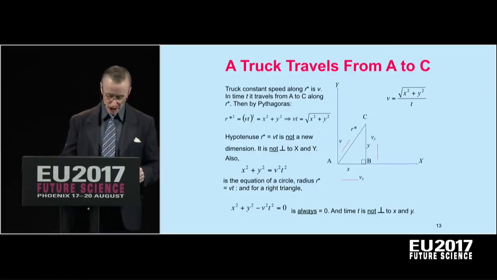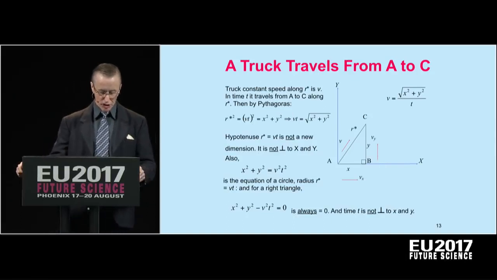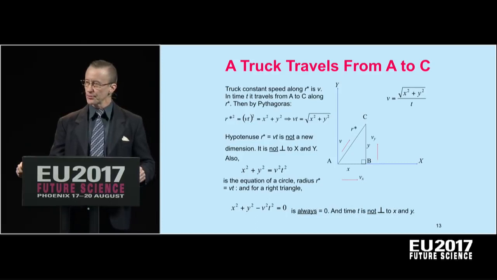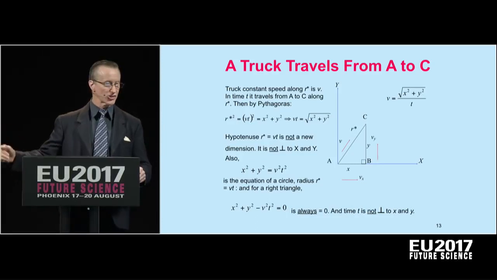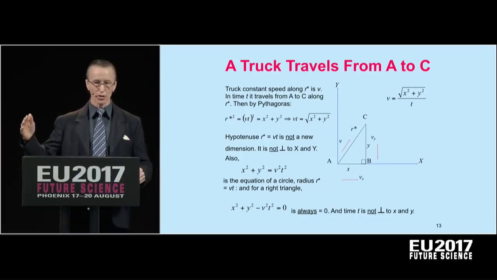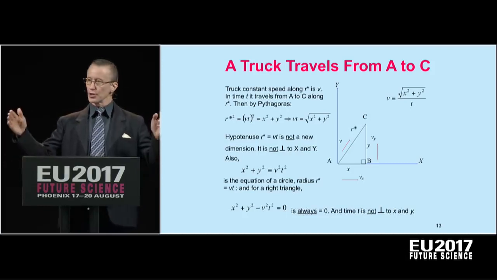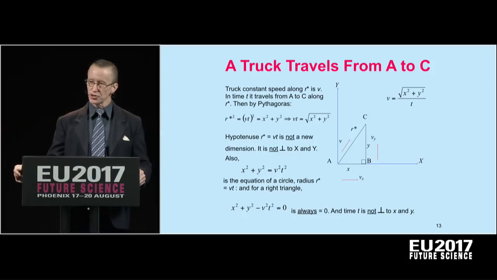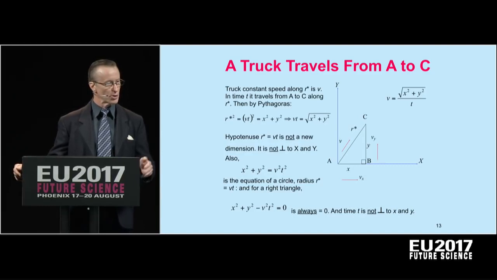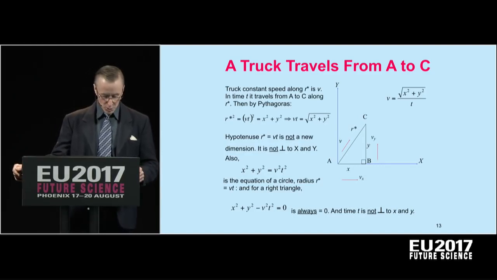So we're going to go to the truck that I was talking about. Let's consider a truck moving along the hypotenuse of the right triangle from A to C. Now, there are two ways you could get from A to C. You could go along the x-axis at some speed. You could go then along the y-axis at some speed, and you get there. But the shortest distance, of course, is along the hypotenuse, as we know from elementary geometry.